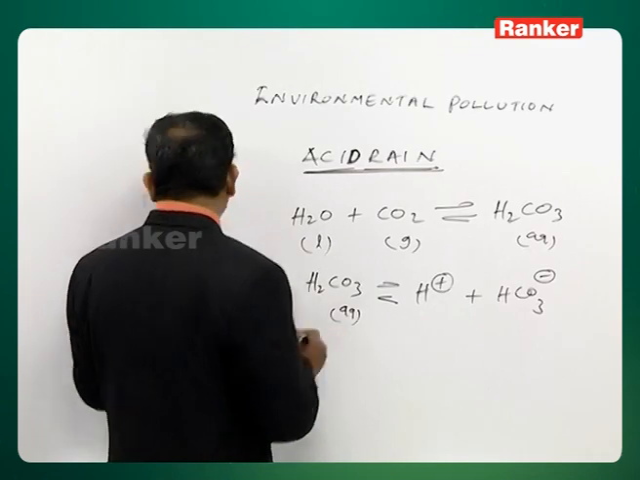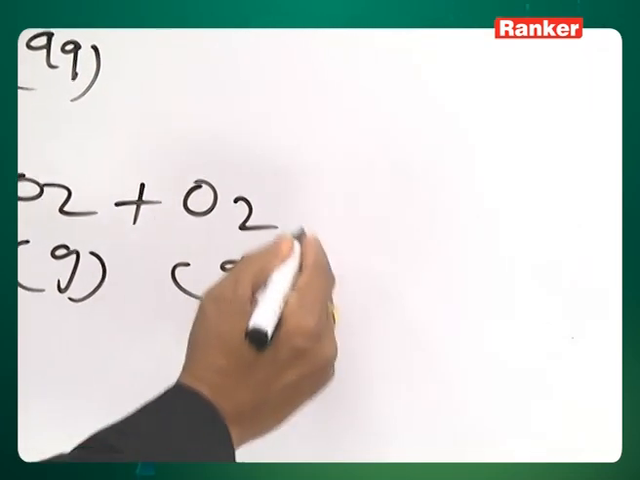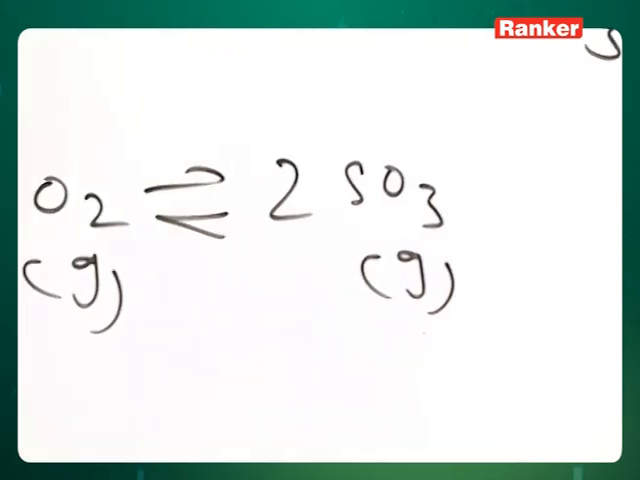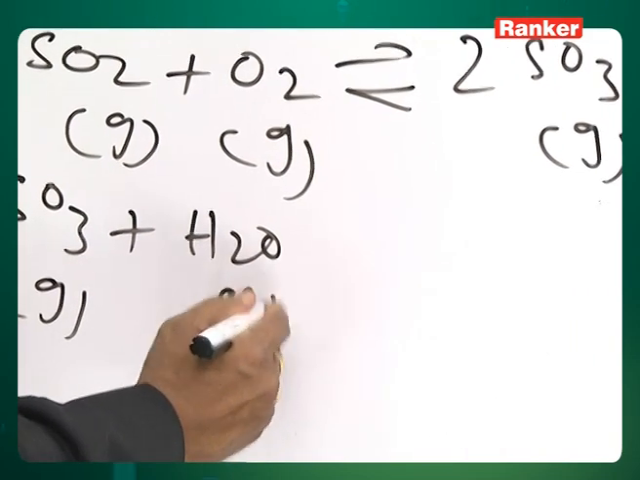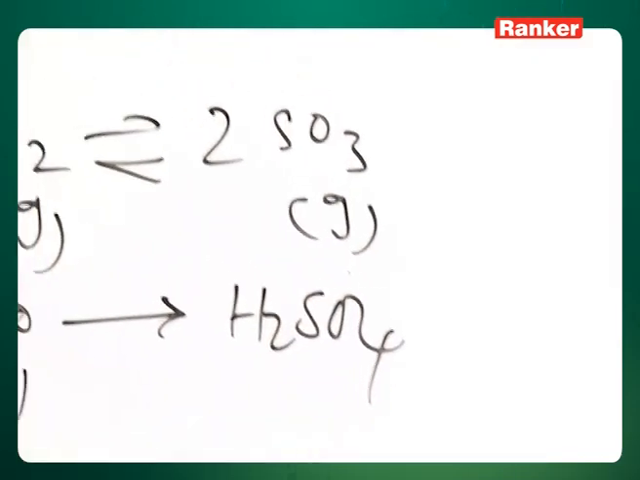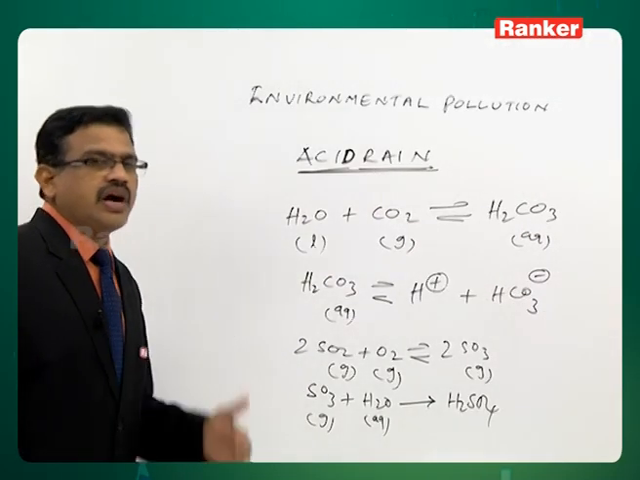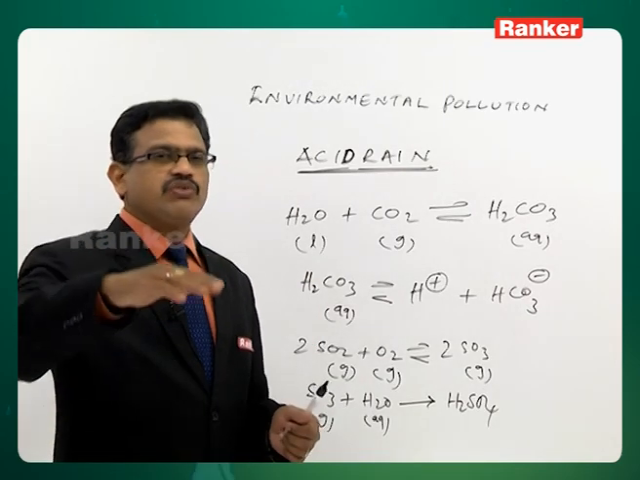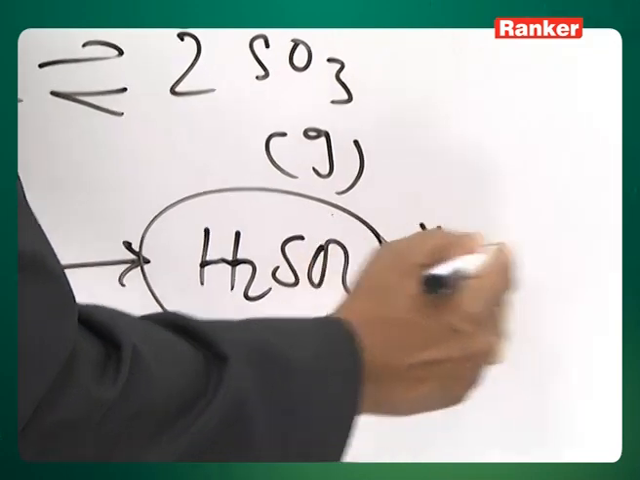Let us see, for example, sulfur dioxide gas undergoes oxidation and becomes sulfur trioxide gas. This sulfur trioxide gas dissolves in the rainwater and becomes sulfuric acid. This sulfuric acid now comes down during the rain along with the rainwater as acid rain. It will decrease the pH value below 5.6. Therefore, this is responsible for acid rain.